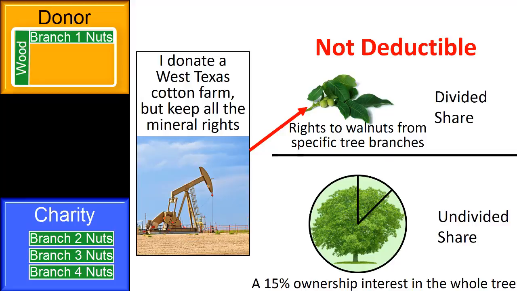The donor is not sharing all of the different types of rights, but is instead keeping some types of rights entirely for himself. It may be that, to return to the tree analogy, the donor is giving rights to walnuts from a large majority of the tree branches. In other words, the value of what the donor is giving may be worth more than the value of what the donor is keeping. Nevertheless, this is still not sharing ownership in the entire tree. In other words, the charity is receiving an interest in only some types of rights, but is excluded from other types of rights which the donor is keeping.